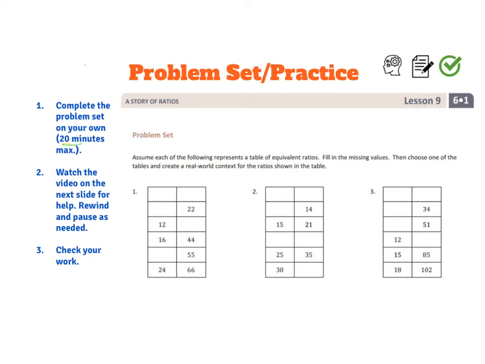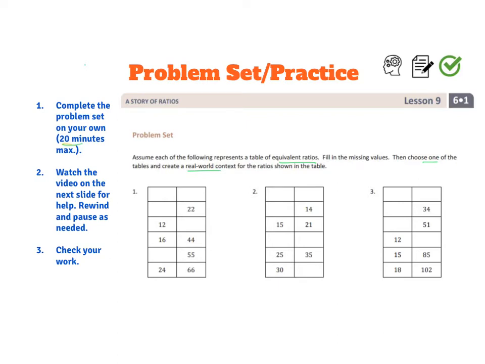So assume each of the following represents a table of equivalent ratios. We want to fill in the missing values, and choose one of the tables and create a real world context for the ratios in that table.